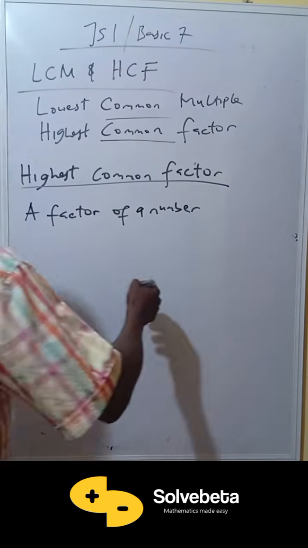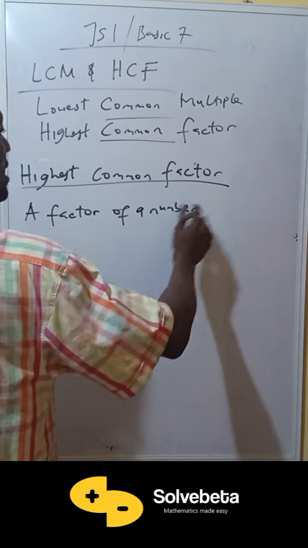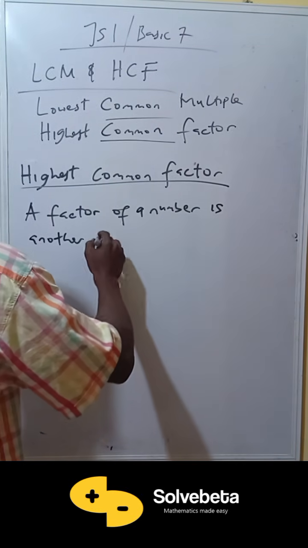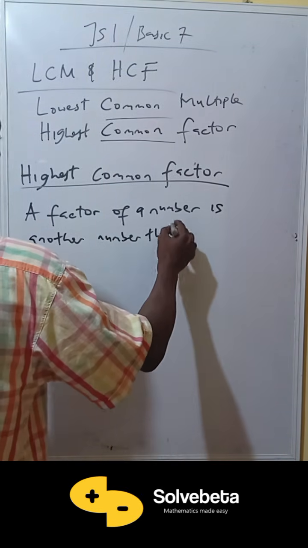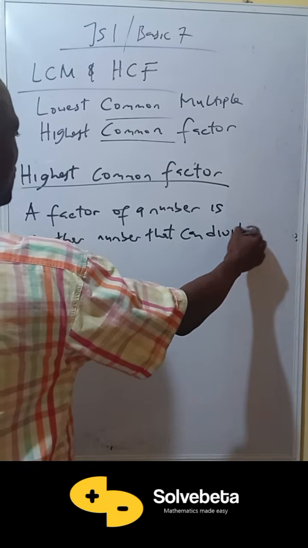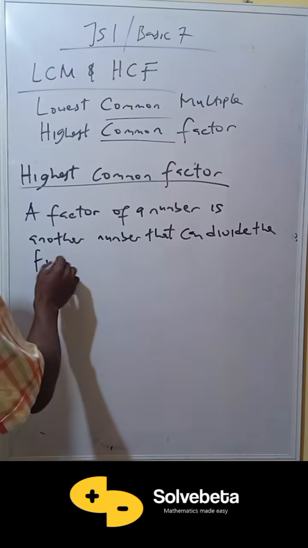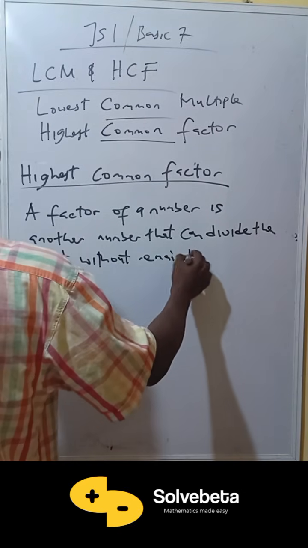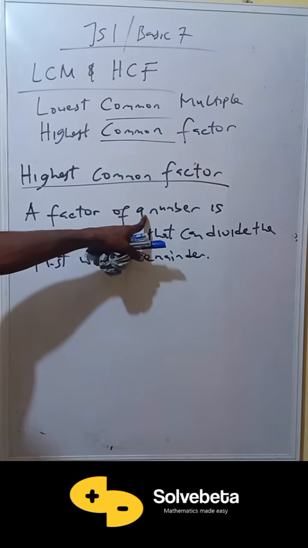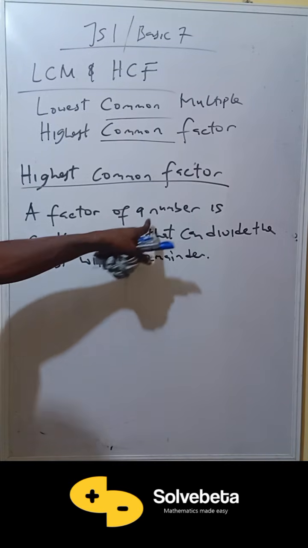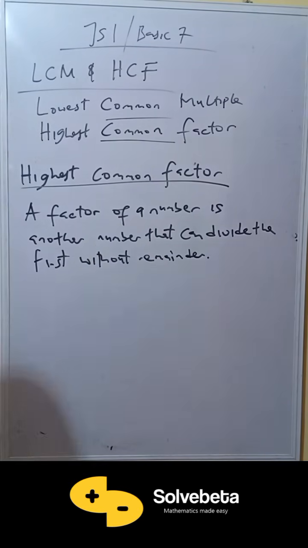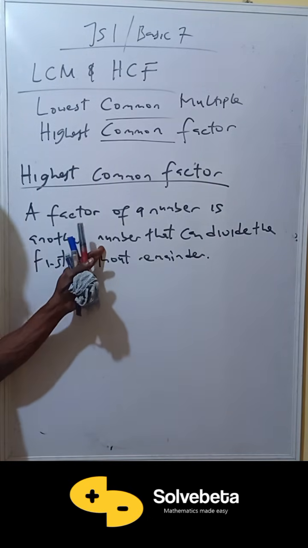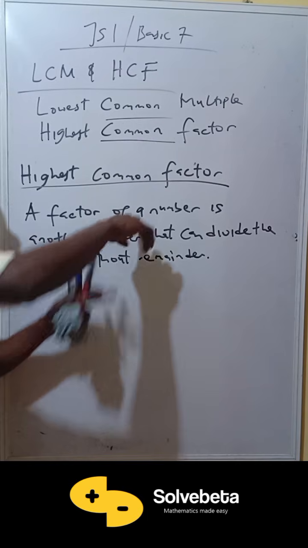A factor of a number is another number that can divide the first without remainder. So the factor of this number, this is the first number, is another number, the second number, that can divide this first one without what? Remainder. Take note of that. You can memorize that. A factor of a number is another number that can divide this one without remainder.